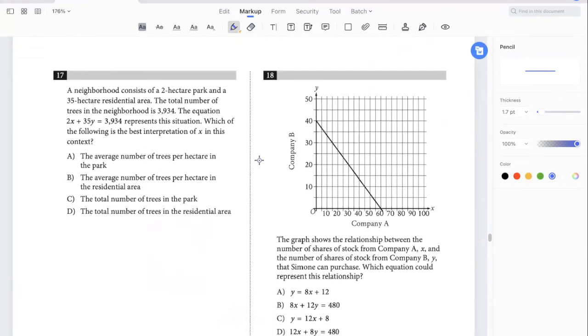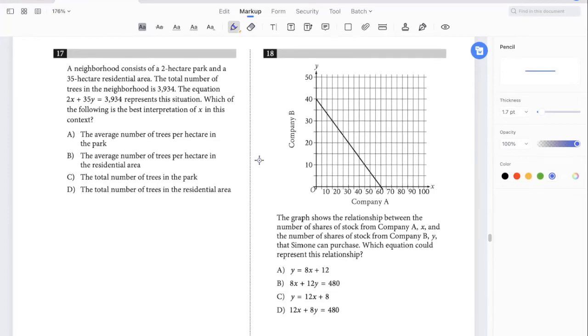A neighborhood consists of a 2-hectare park and a 35-hectare residential area. The total number of trees in the neighborhood is 3934. The equation 2x plus 35y is 3934 represents the situation. Which of the following is the best interpretation of x in this context? So 2x plus 35y is 3934, right?